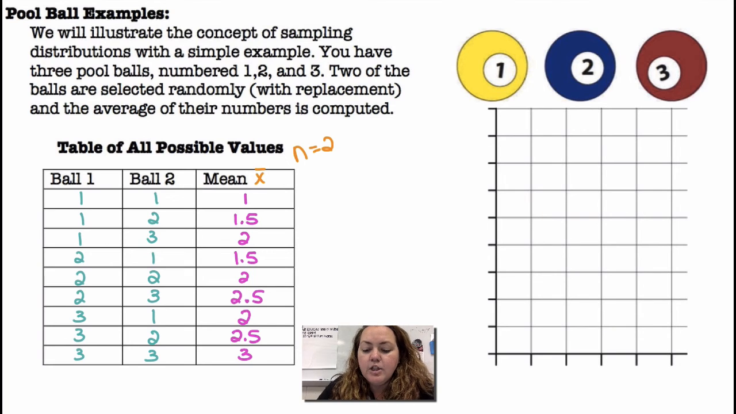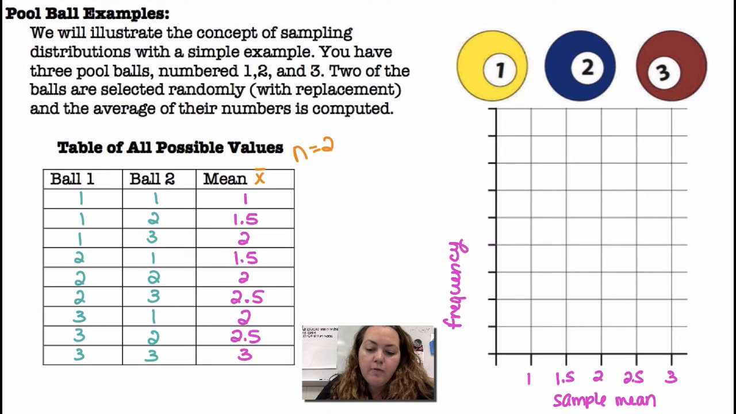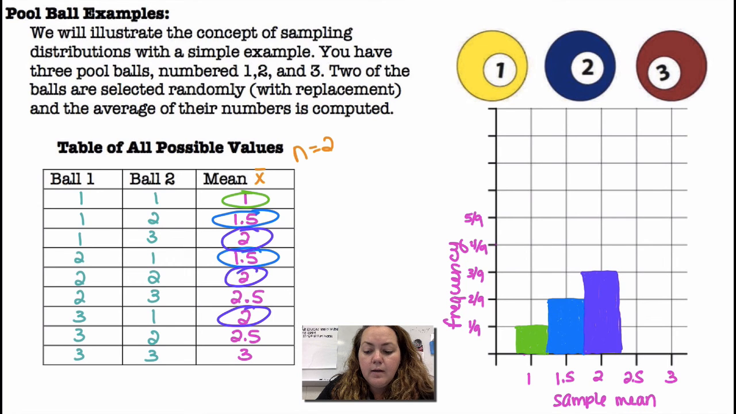I'm going to take each of those means and plug it into this distribution over here. My possible means are 1, 1.5, 2, 2.5, and 3. And if you notice, I have 9 possibilities. So for my frequency, I'm going to count by ninths, 1/9, 2/9, 3/9, 4/9, 5/9, so that it's also a probability, because I can make the fractions into decimals and change those into percentages if I wanted to. For 1, 1 of the 9 possibilities has a sample mean of 1. For 1.5, I have 2. For 2, I have 3. For 2.5, I have 2, and for 3, I have 1.